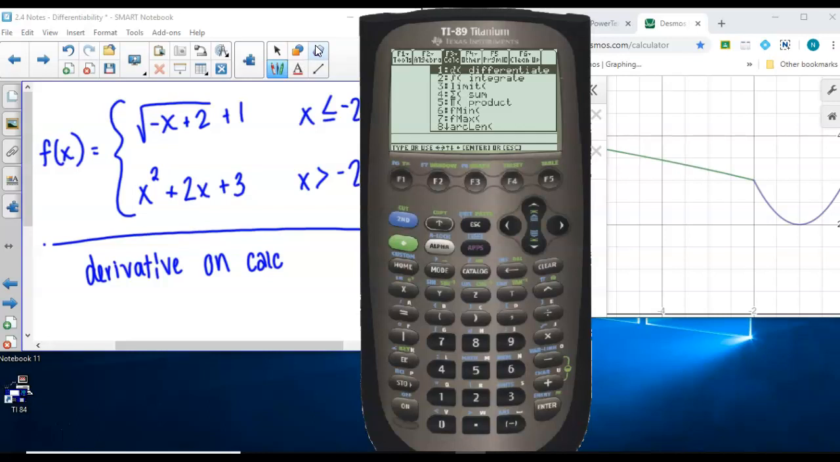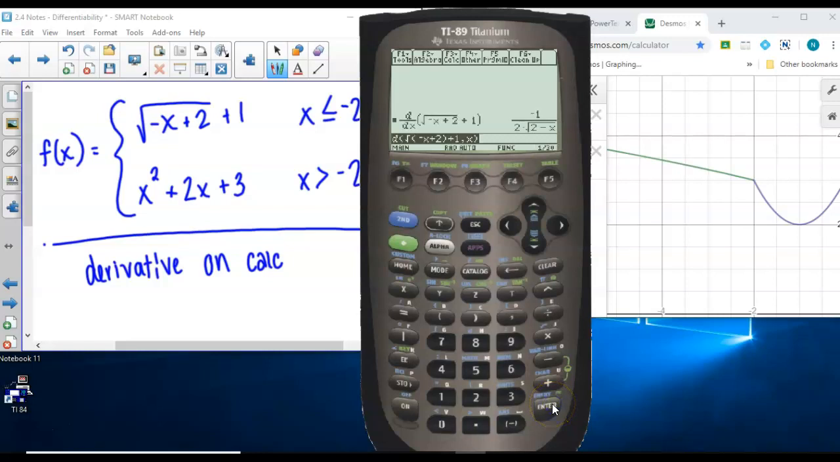Okay. Let's show him how to use his calculator right here. Tell them if they want to do a derivative. Okay, so you're going to press F3, and you're going to differentiate. And then you'll have to do each part separate here. But you'll just type in the equation. So square root of negative x plus 2, plus 1. And you have to do comma x. And then if you hit enter, it'll take the derivative for you.